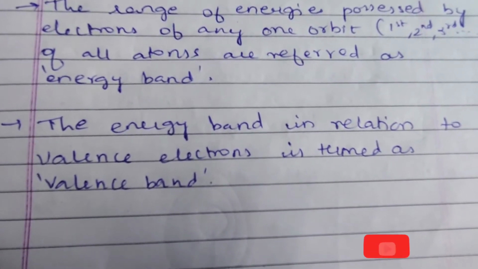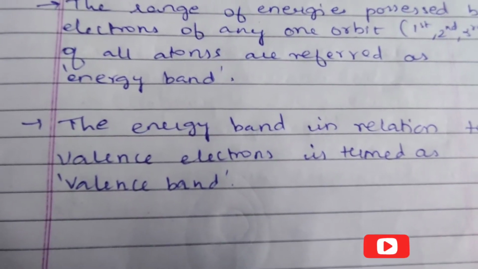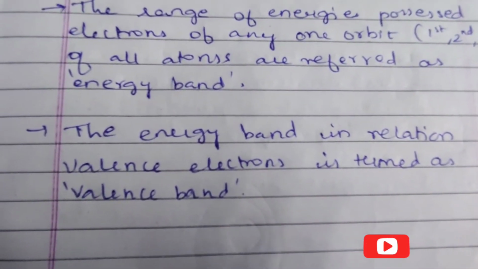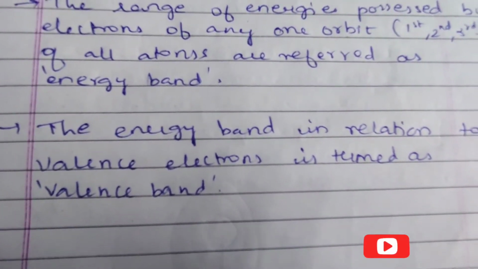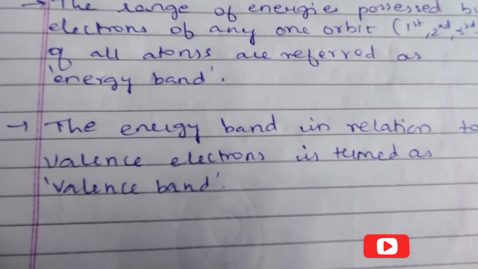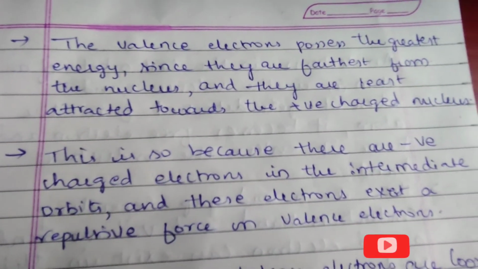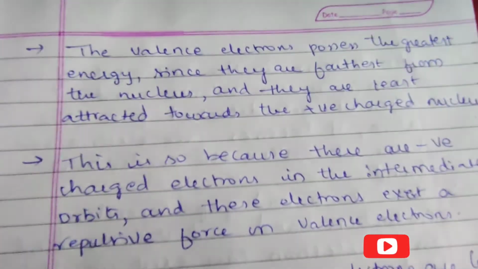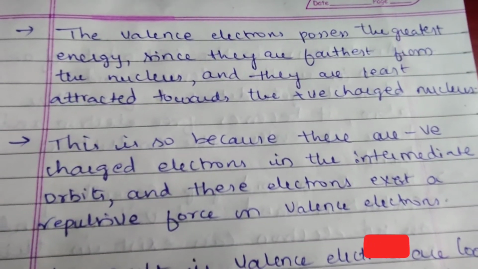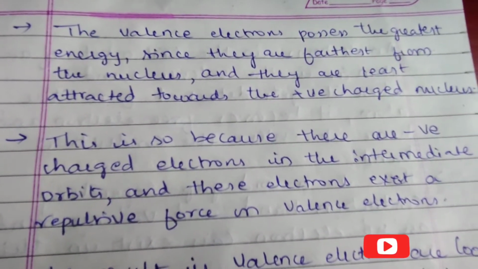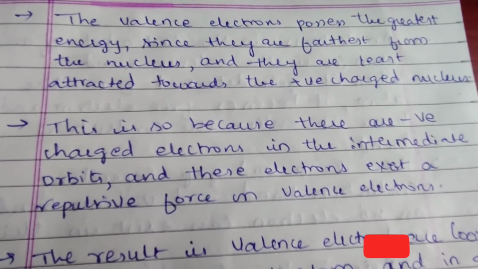For any atom, if the outermost orbit has a maximum of 4 electrons, those electrons are called valence electrons, and that orbit is called the valence orbit. The energy band present in that atom up to the valence electrons is called the valence band. The valence electrons possess the greatest energy since they are farthest from the nucleus, and they are least attracted towards the positively charged particles. Positively charged particles are nothing but the protons, which are present in the nucleus, right? So they have less attraction towards the nucleus, because they are far away from it.